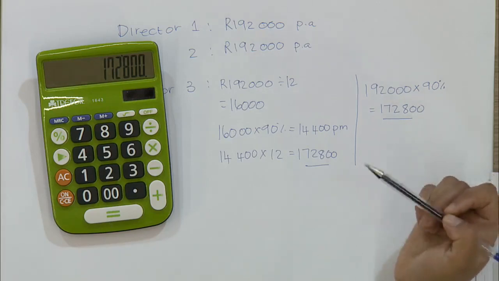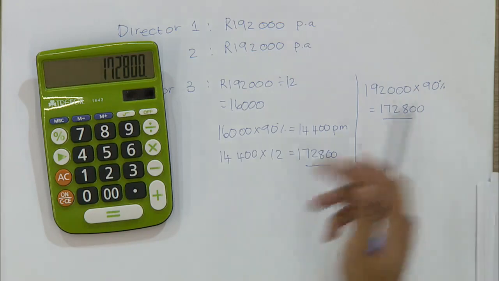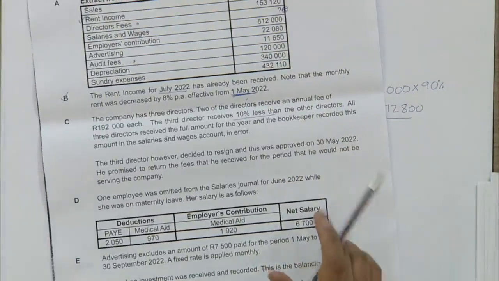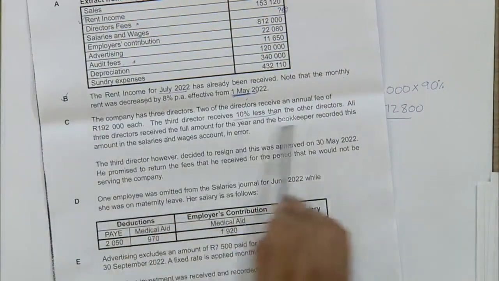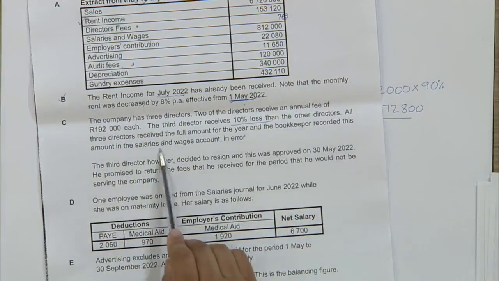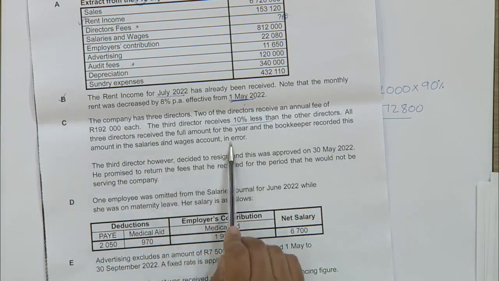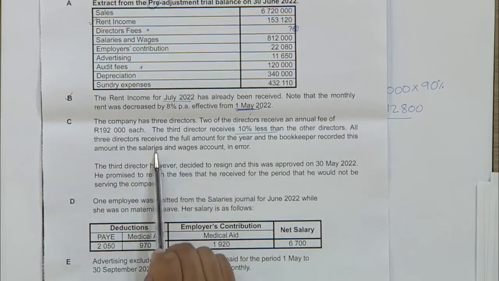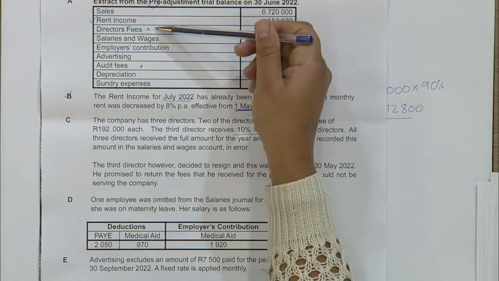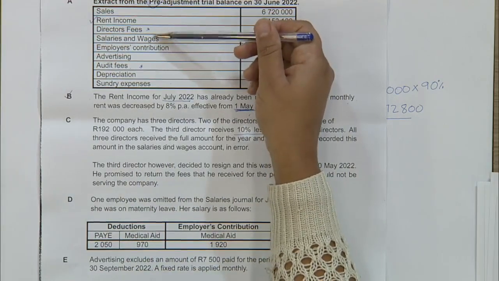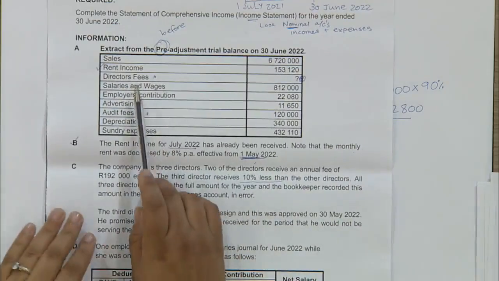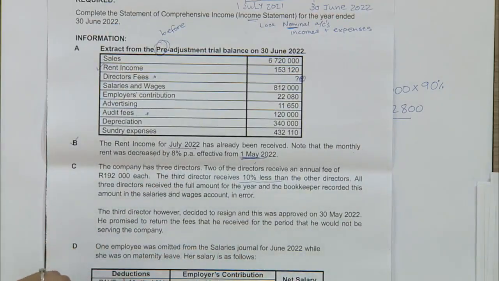So remember, they said that all 3 directors received the full amount, and the bookkeeper recorded this amount in the salaries and wages in error. Our salaries and wages of our workers must be separate from the directors' fees, and the reason for that is transparency. The shareholders would want to know how much money the directors are earning.